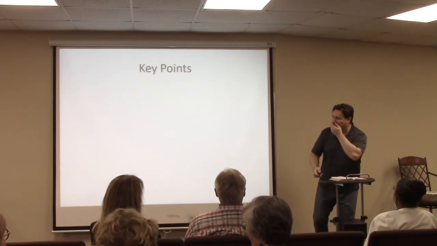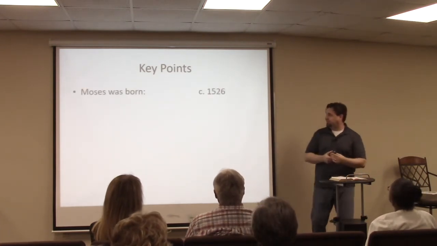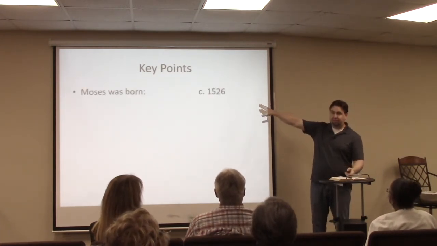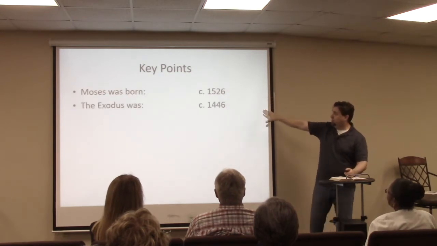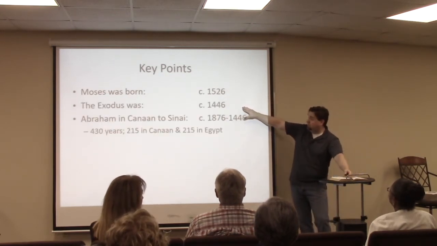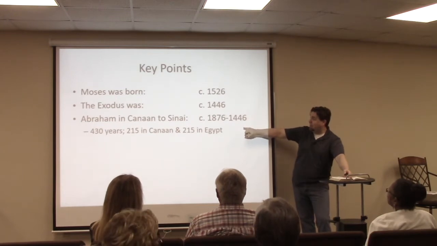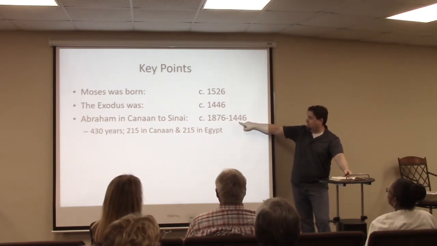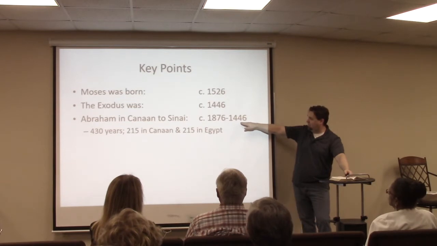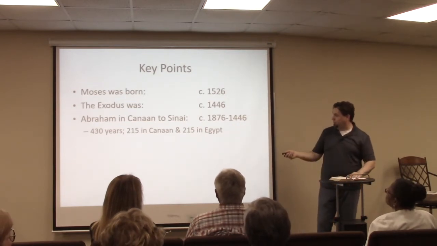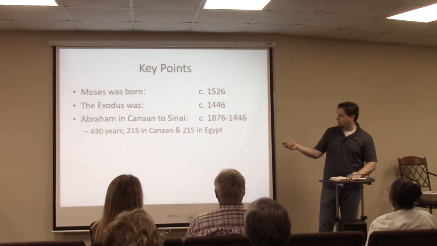Yeah. So wrapping it up here, the key points. Moses was born around 1526 BC. The Bible's providing this, all that to get to this timing. Okay? All of that was just to get to this timing. The Exodus was around circa 1446. Abraham in Canaan until Moses is at Sinai was this range of BC dates, 1876 to 1446. There was 430 years in Canaan and Egypt, so 215 in Canaan and 215 in Egypt.